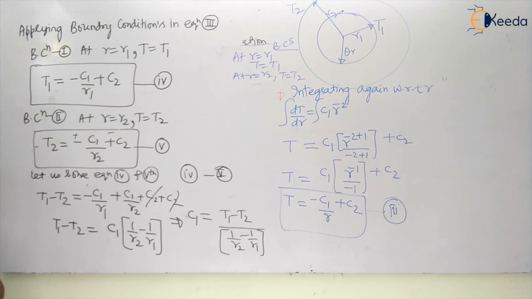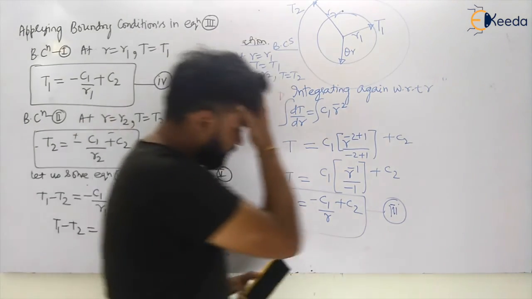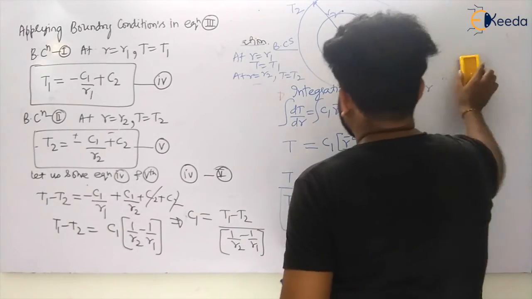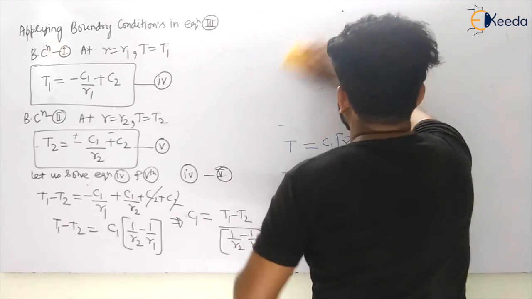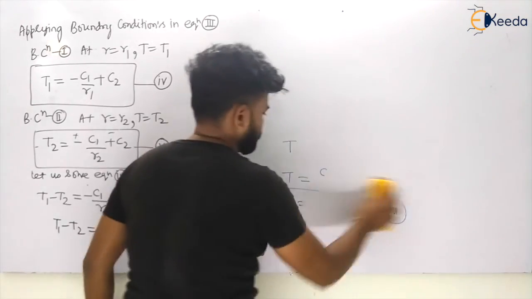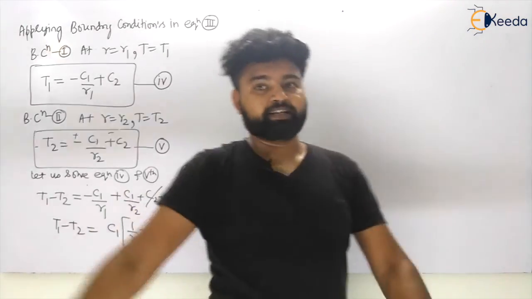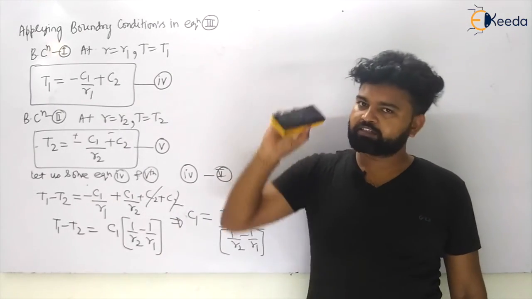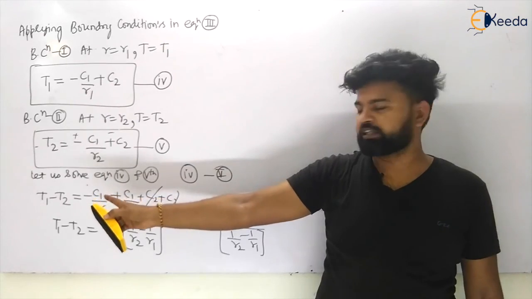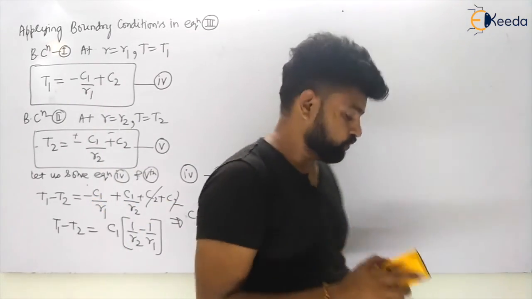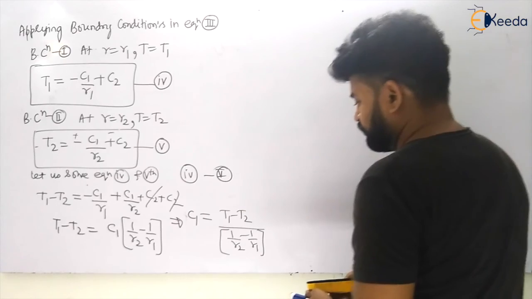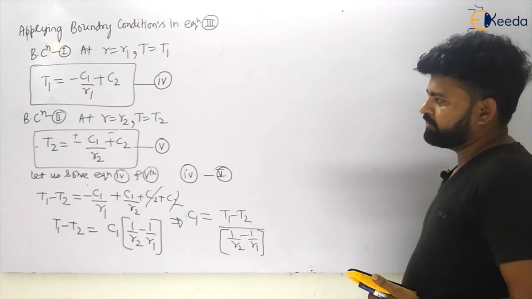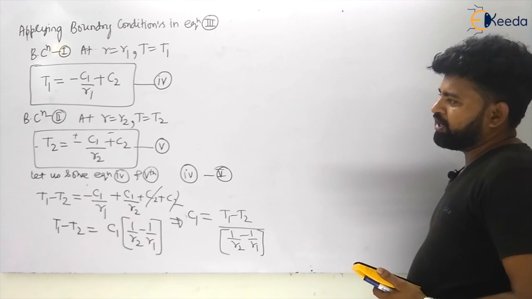What it will become, let us see. So I have just considered both the boundary conditions and hope you are getting the concept, my dear students. I have just put all the boundary conditions there and I am just calculating the value of C1 and C2. Let us see. So when you are calculating the value of C1 and C2, C1 we have calculated. Let us calculate C2.